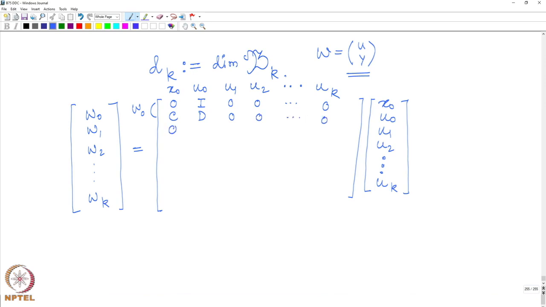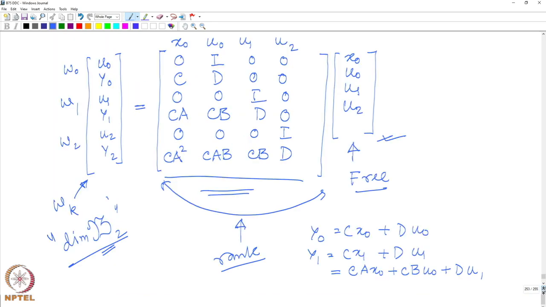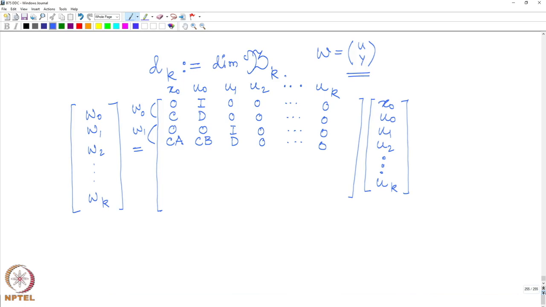What is W1? That is going to be u1 first, so 0, 0, identity, 0, up to 0. Then this is going to be C A, this is going to be C B, this is going to be D, 0, up to 0. I hope I have not made a mistake here. This is corresponding to W1. Let me quickly check: C A, C B, D, 0, right.